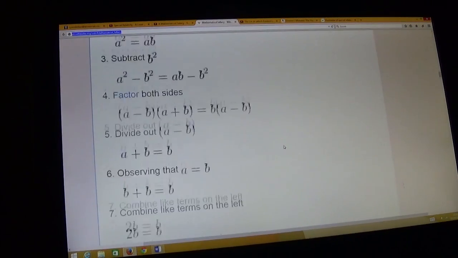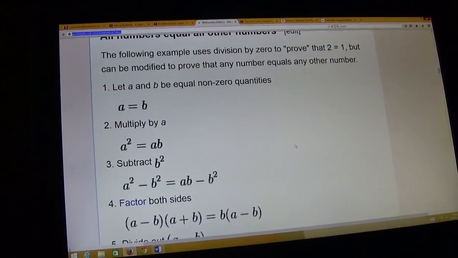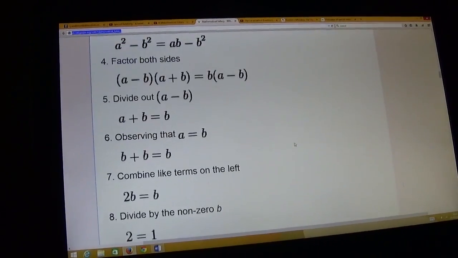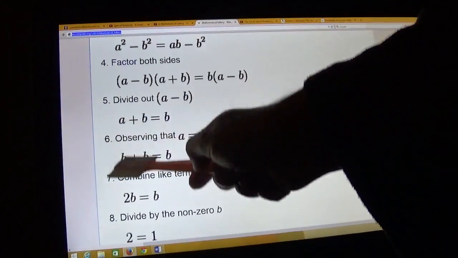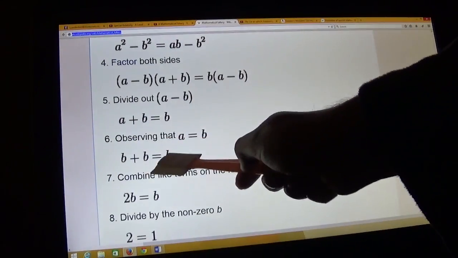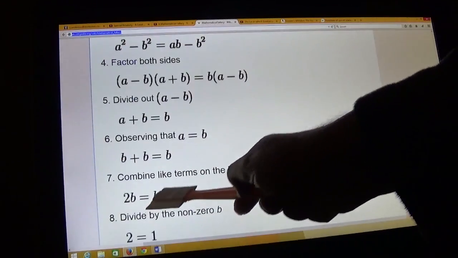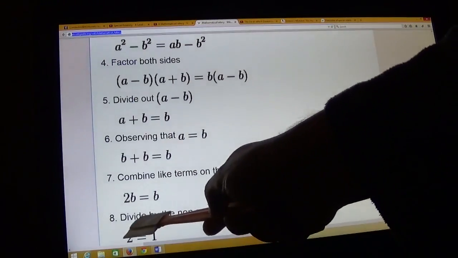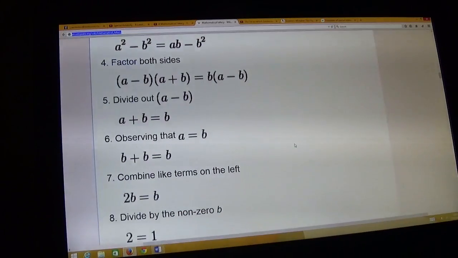And then you observe from the beginning that A equals B. So putting A equals B into that, B plus B equals B, combine, so 2B equals B, divide both sides by B, and you have 2 equals 1, which is nonsense basically.